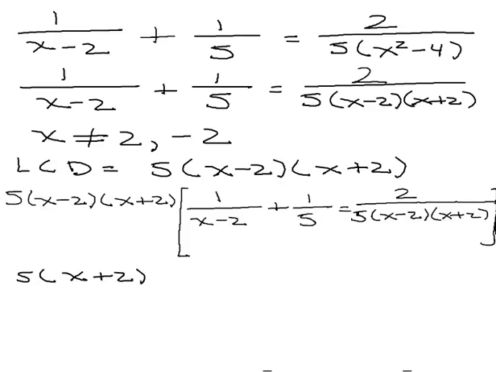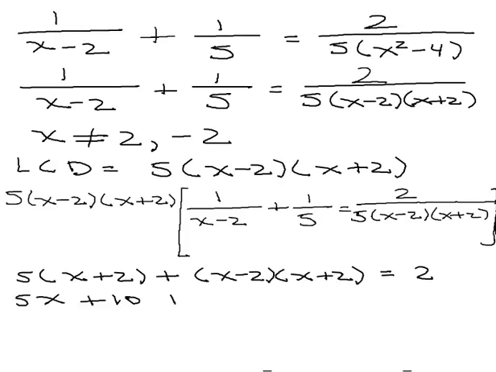And for the next fraction, the 1/5, the 5's will be the only factors that will cancel. And we'll be left with x minus 2 times the quantity x plus 2. And on the right-hand side, all the factors will cancel, and we'll be left simply with the 2. So now we'll multiply through. Using the distributive property here, we'll have 5x plus 10. And multiplying x minus 2 times x plus 2 will produce x squared minus 4, which is equal to positive 2.